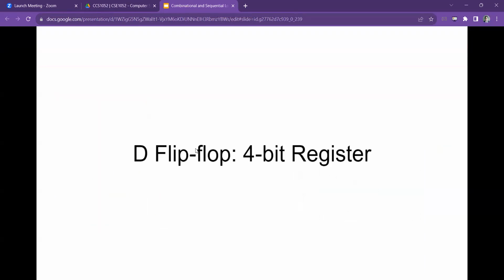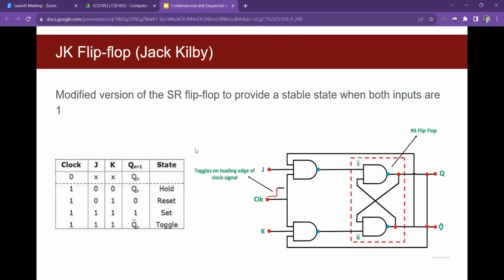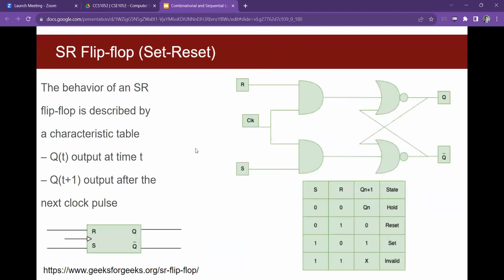Yeah, D flip-flop and register. So this will be the final part. So I will do it next week.